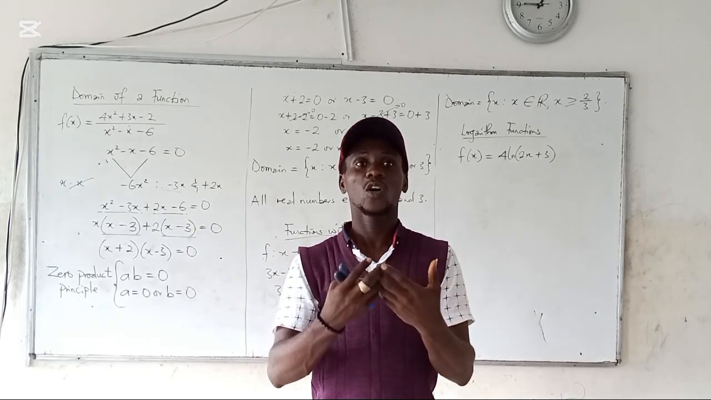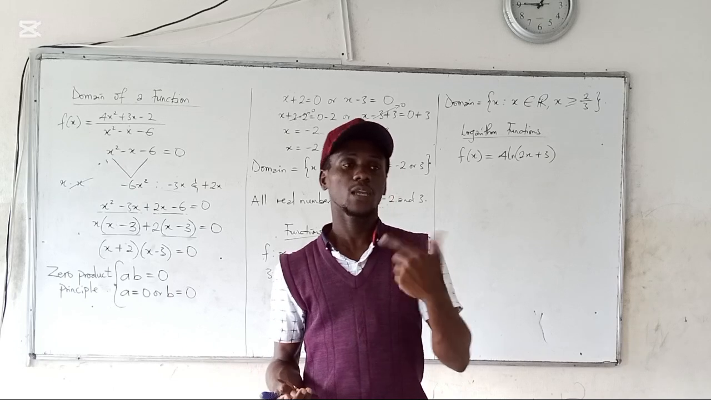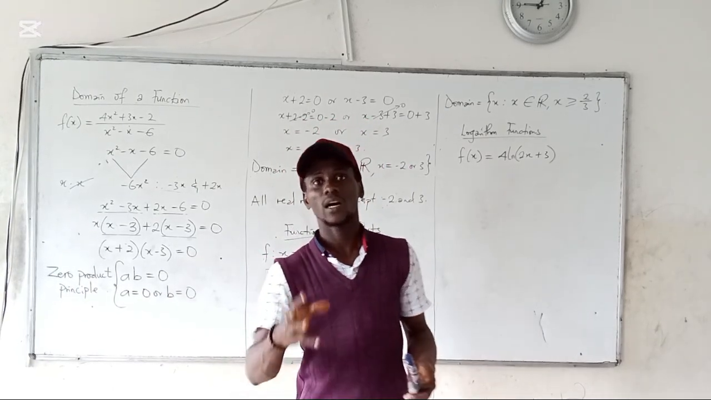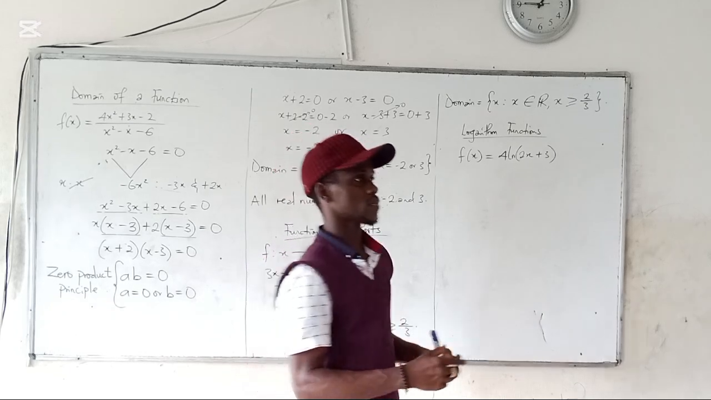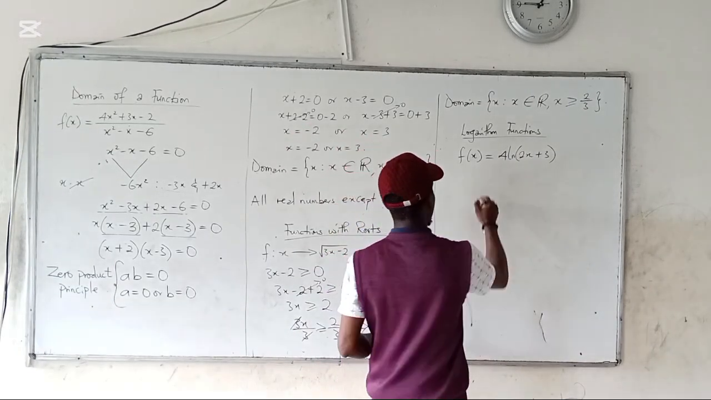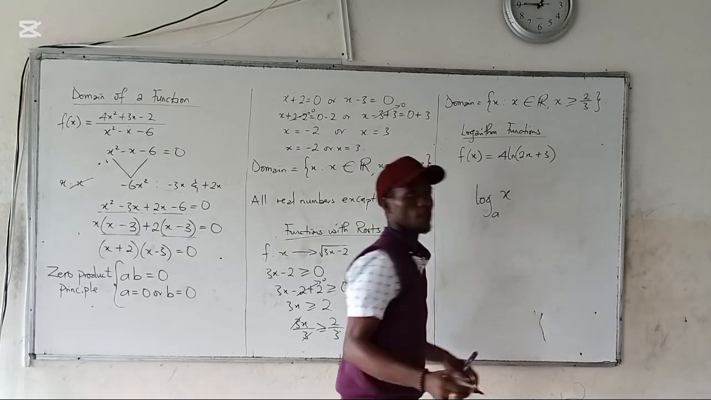The domain of the logarithm function is positive real numbers. What does that mean? It means that if you're finding the logarithm of a number... by the way, how does a logarithm function look like? A logarithm function has two components, majorly: log of x to base a.